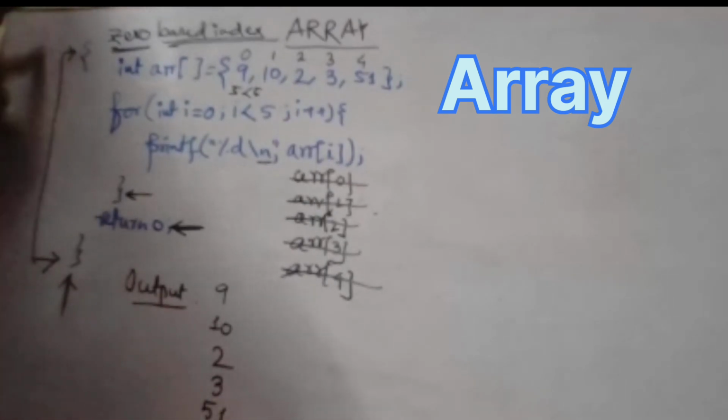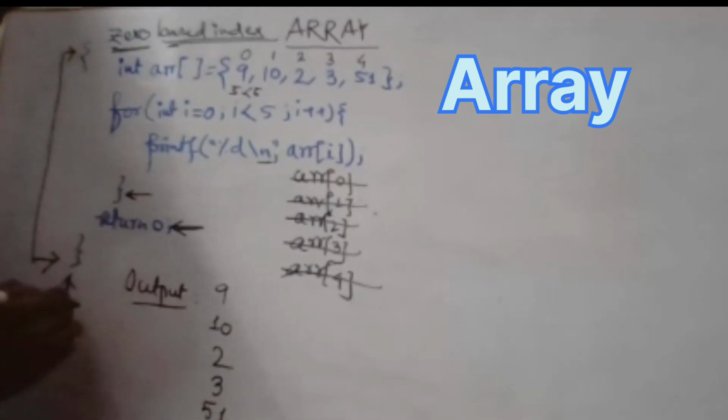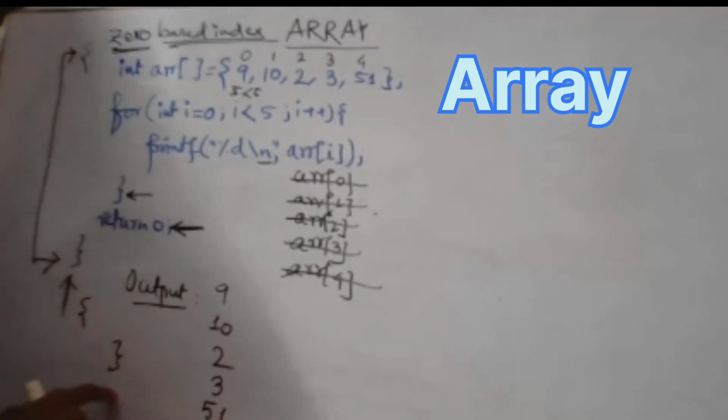This main function, this block of code. Okay, so block of code means whatever is in between these curly braces. This is called the block of code. Okay, so let's remove it. So that is the output: 9, 10, 2, 3, and 6, 1. Okay, I hope you can understand.